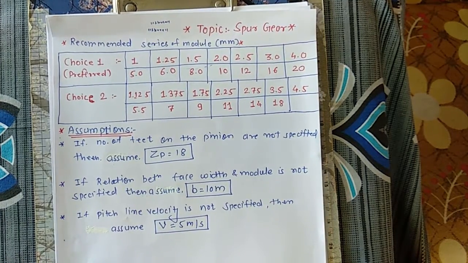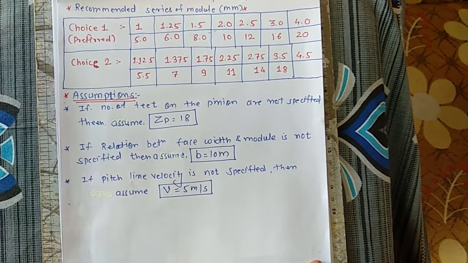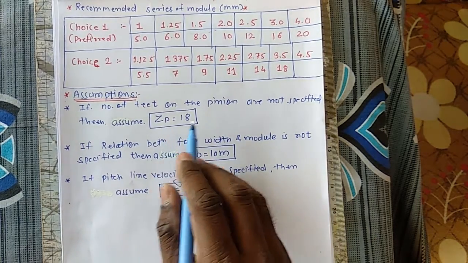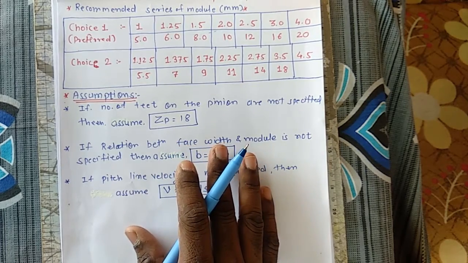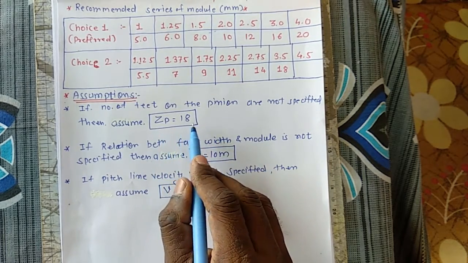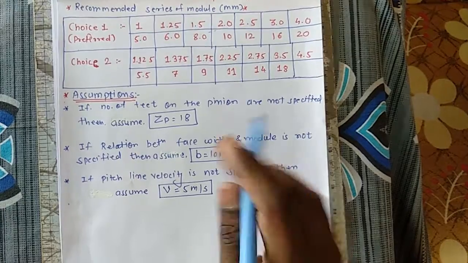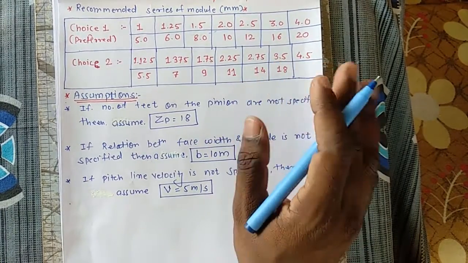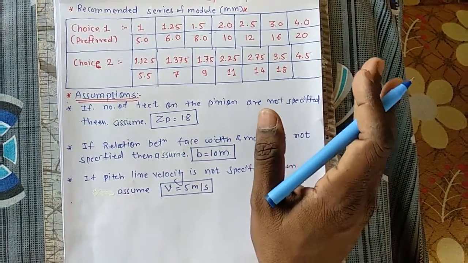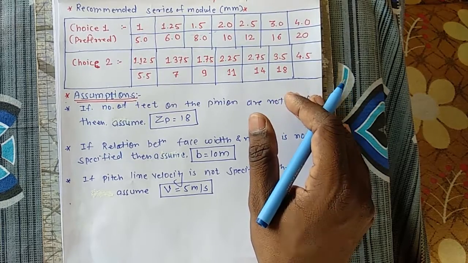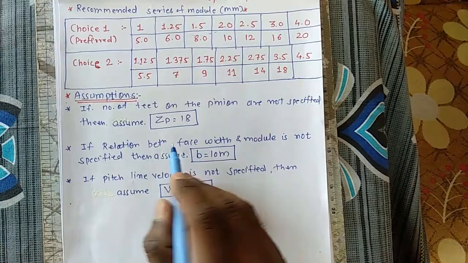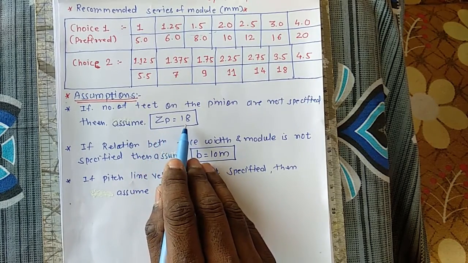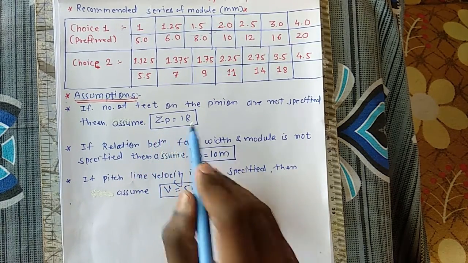Now again, this gear design is based on some assumptions. See here, when number of teeth on the pinion are not specified in the problem, then take ZP equal to 18. If they have specified any value, ZP is 20, 24, etc., whatever the value which has been given, that you have to use. If not a single value has been specified for number of teeth on the pinion, then take pinion ZP equal to 18. Means number of teeth on the pinion is equal to 18.